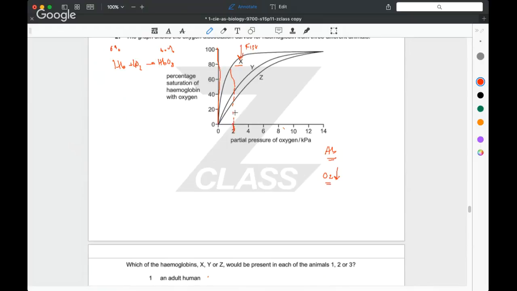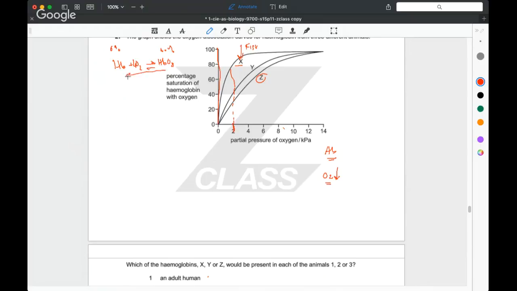And you can see here that Z must be this animal with a very high rate of respiration in its cells, because even at the low concentration, the hemoglobin is releasing oxygen. It's not binding it anymore. This reversible process is such that at the low concentration of oxygen, the hemoglobin is not very saturated. It's only about 20 or 25% saturated, which means the hemoglobin is releasing its oxygen.